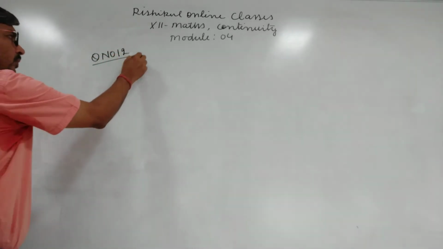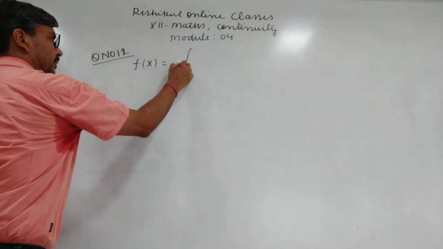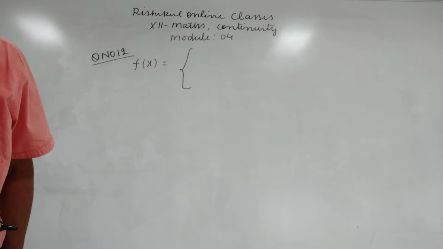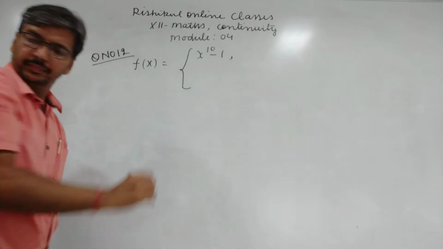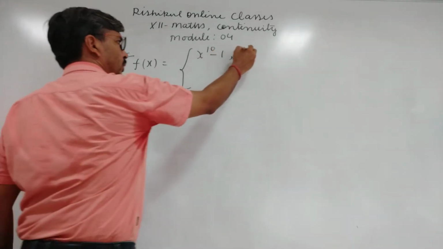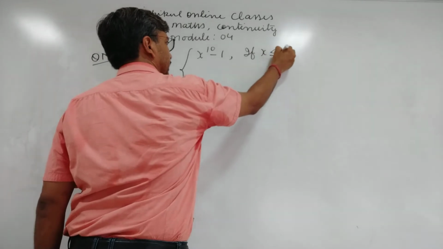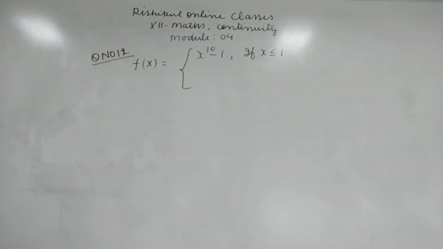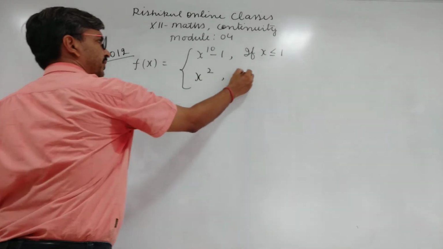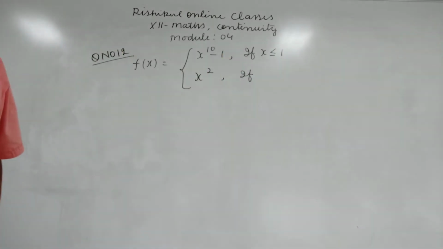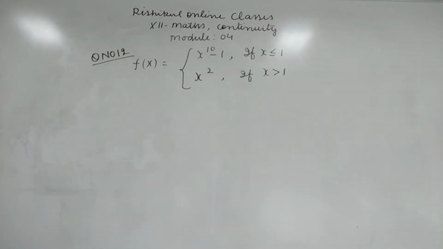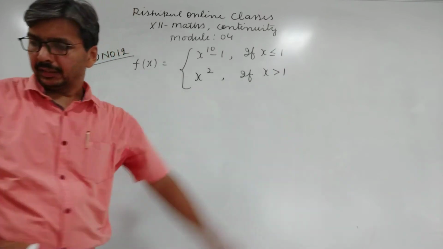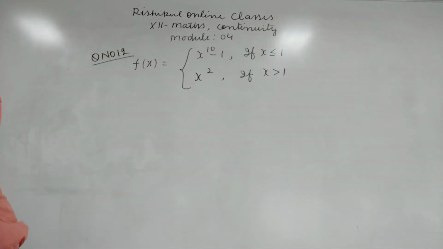f(x) equal to x raised to the power 10 minus 1, if x is less than or equal to 1, and x square, if x is greater than 1. The question is that find all points of discontinuity.